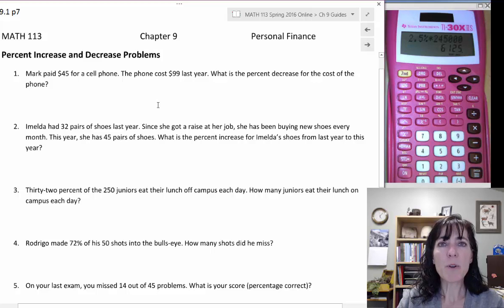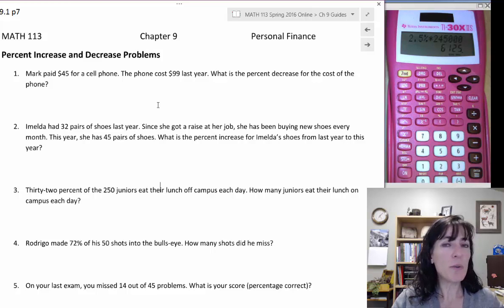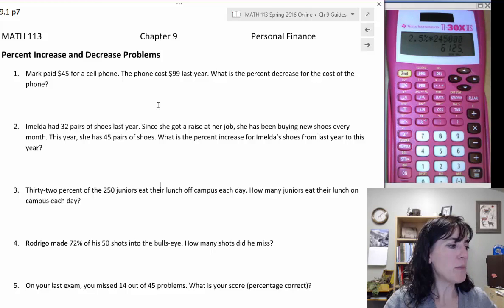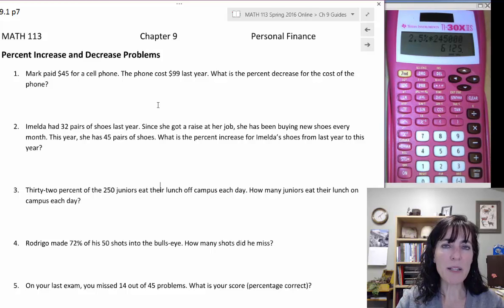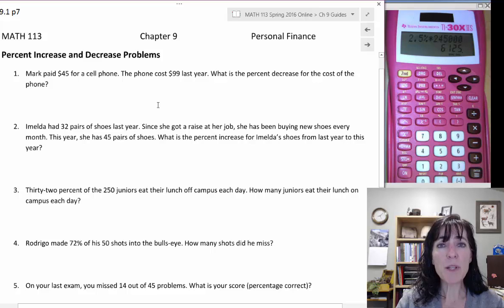I made up several problems for us to practice percent increase and percent decrease because they tend to baffle people at the beginning, but once you've had a chance to practice, they're really not so bad. So what I'd like you to do is try out these problems.